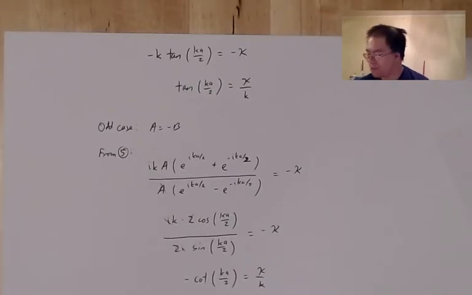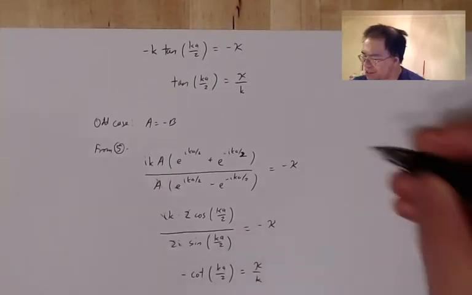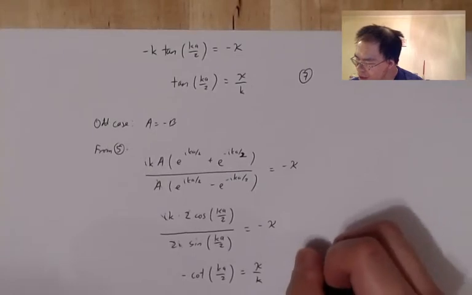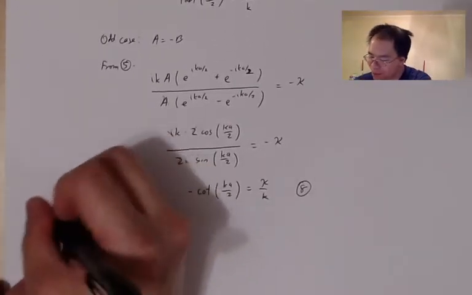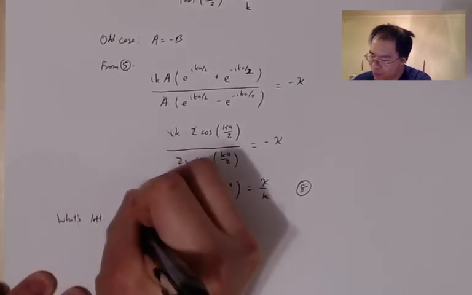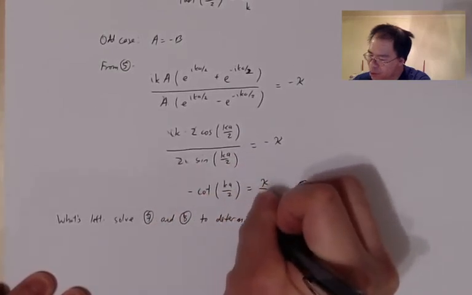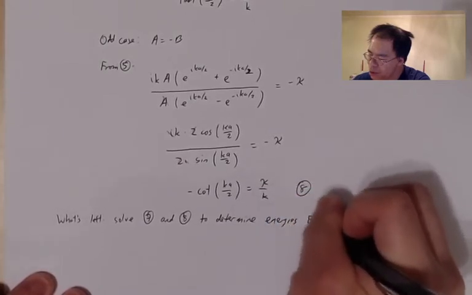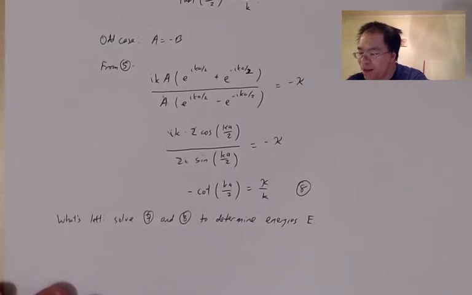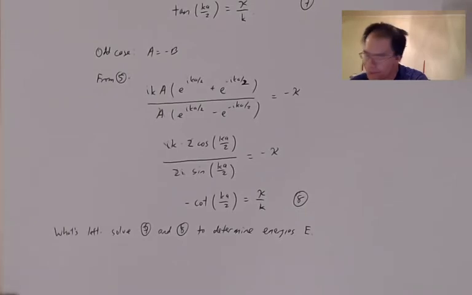So where to go from here? Let's maybe number these equations. Let's call this equation 7 and equation 8. Okay, so now what's left? Solve 7 and 8 to determine my energies, E. Unfortunately, this is kind of a hot mess, because both k and kappa have a rather complicated dependence on the energy.